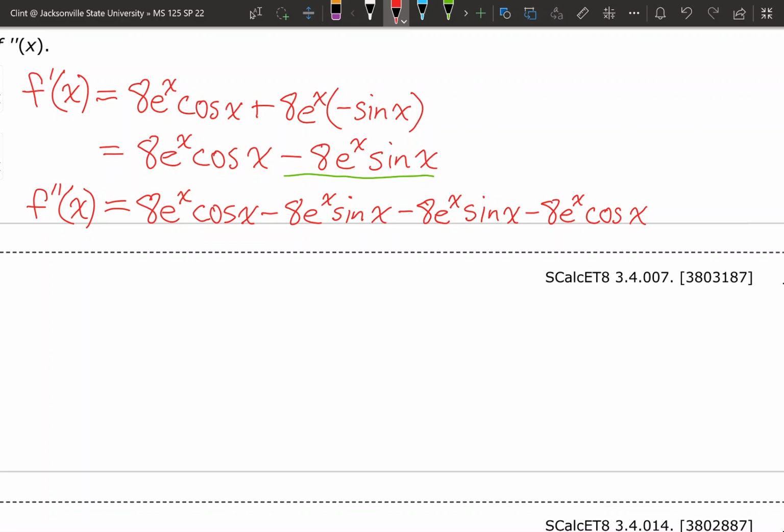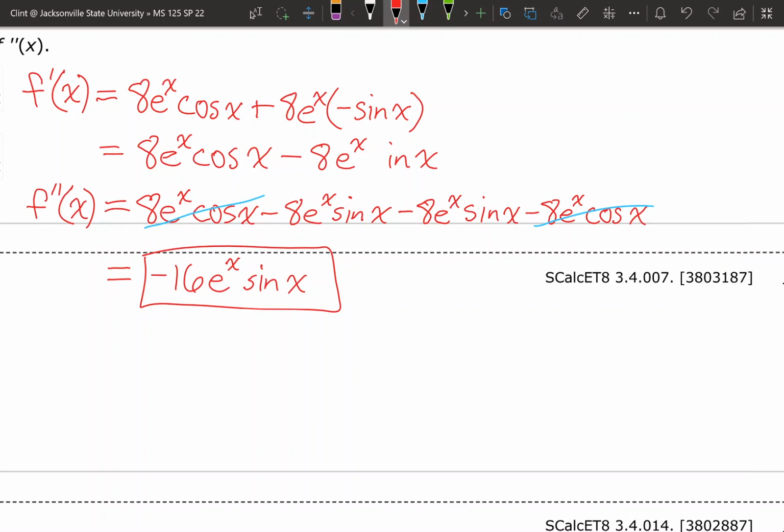And that one's kind of interesting. What happens there when we go to clean things up? Yep. And then we got two like terms, so minus 16e to the x sine x. That's our second. Long, kind of messy, but at least it was a little bit satisfying. It turned out something nice.